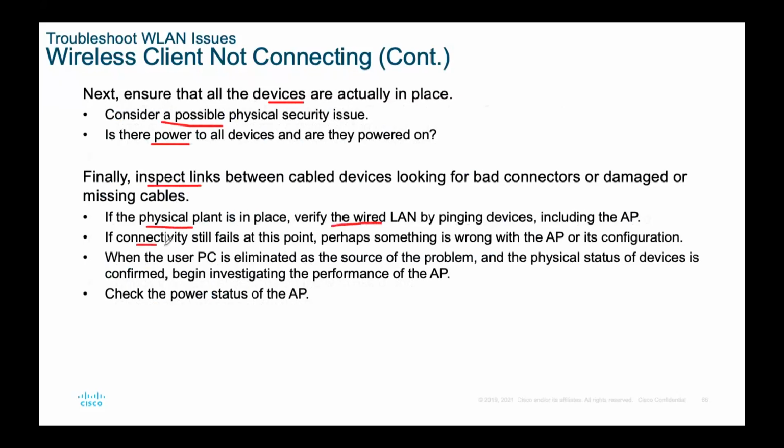If connectivity still fails at this point, perhaps something is wrong with the AP or its configuration. When the user PC is eliminated as the source of the problem and the physical status of devices is confirmed, begin investigating the performance of the AP. Check the power status of the AP.